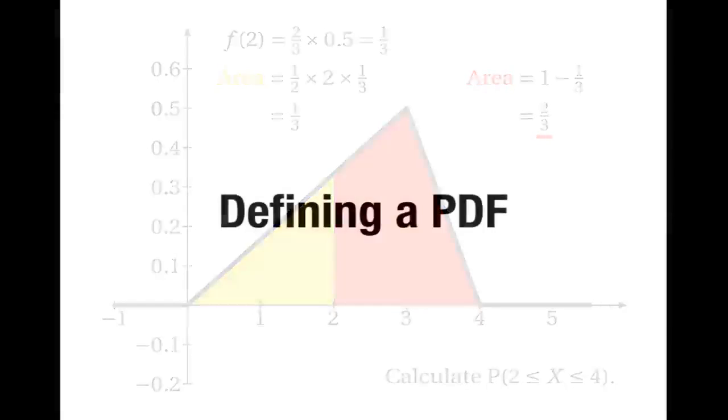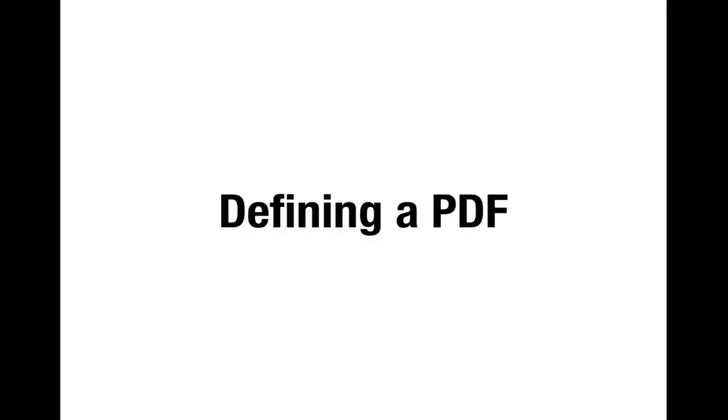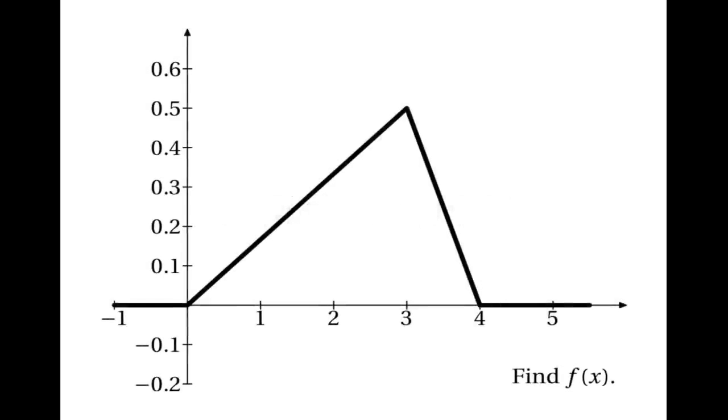The third type of thing that you need to be able to do with the probability density function is to define it. You see, you might be given the graph and asked to work out from the graph an algebraic definition of the probability density function. So what we need to do here is to work out the equation of each part of the graph. And we'll start out by looking at the line on the left.